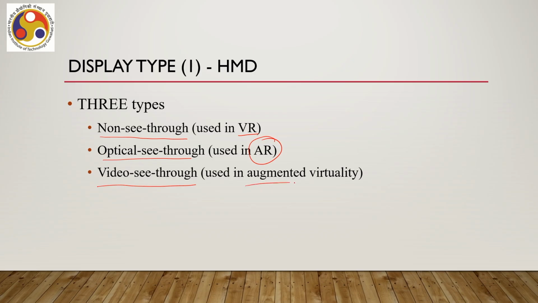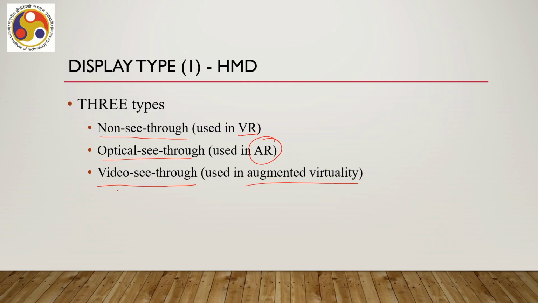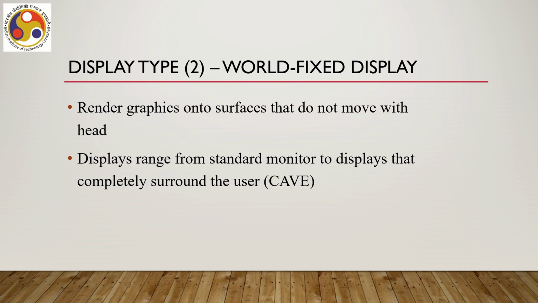used in augmented virtuality. That is, we are experiencing an artificial or virtual environment within which some real world images or videos are appearing on a real time basis. So, that is augmented virtuality. Recollect our discussion on it in our earlier lectures, the first and second lectures. Now, we have video see-through HMDs that support augmented virtuality. So, that is about HMD.